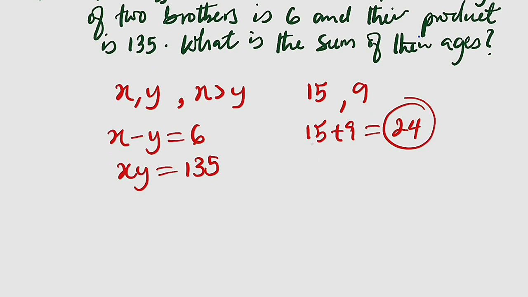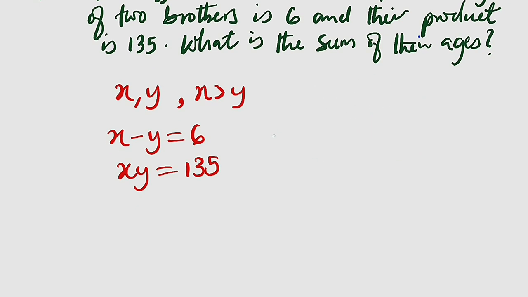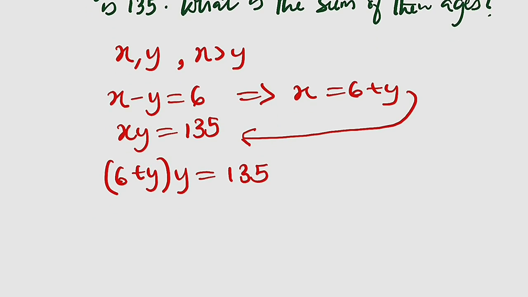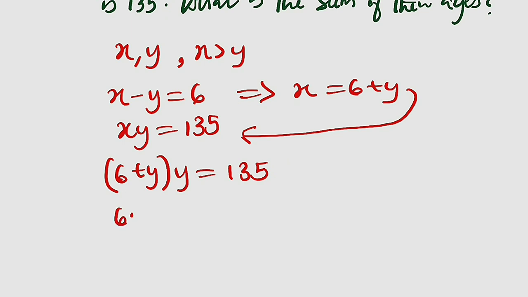So from the first equation, we can make x the subject, which is x equal to 6 plus y. And you take this one, you plug it into the second one. Wherever we have x, we replace it with 6 plus y. This is 6 plus y, multiplied by y again. This is equal to 135, right? y times 6 is 6y, and y times y is y squared.